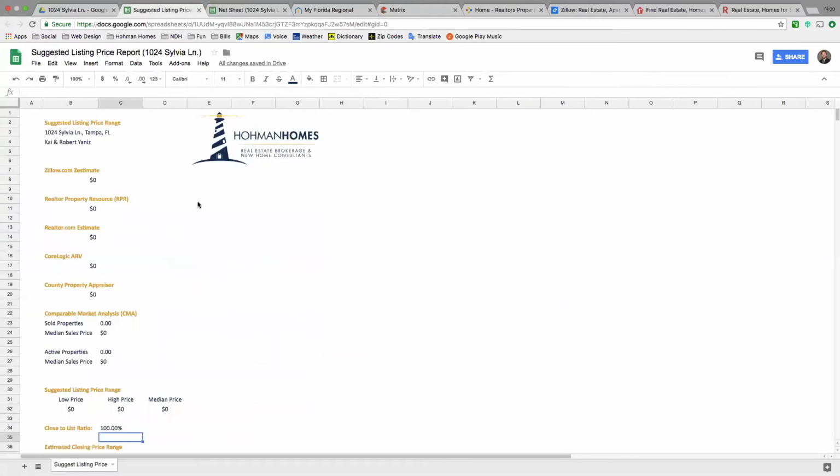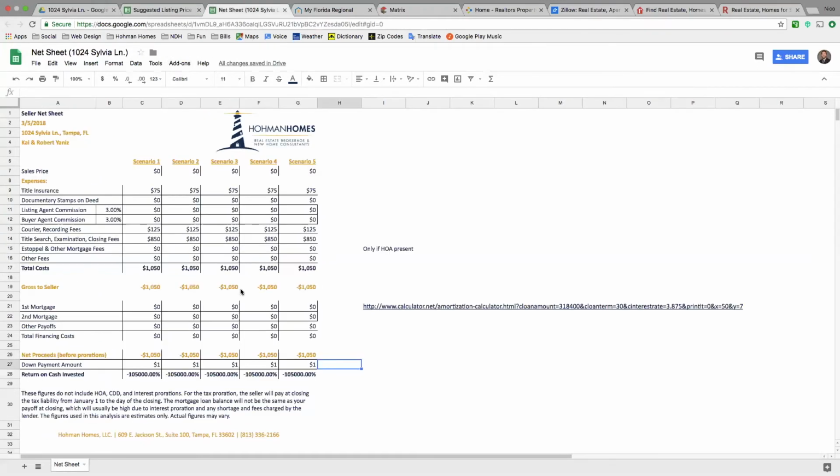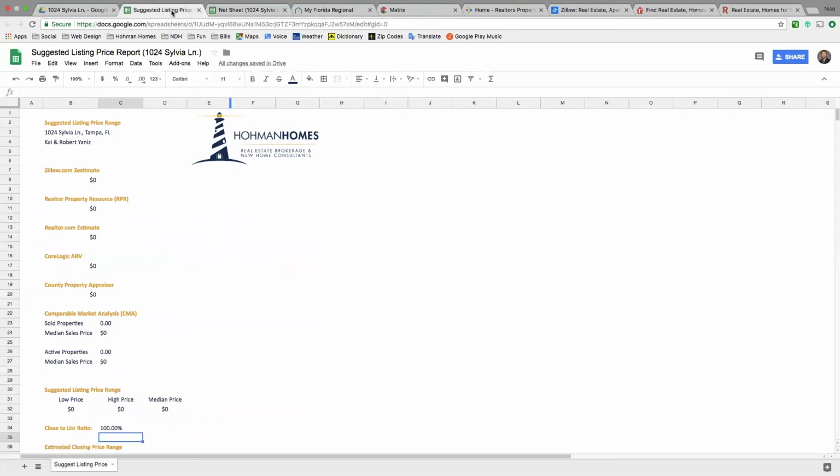So the two most important documents that we can work with are the suggested listing price report and the net sheet. With that, let's go ahead and get started and try to pull some data. We'll start with the suggested listing price report. That's a document you should always start with first.